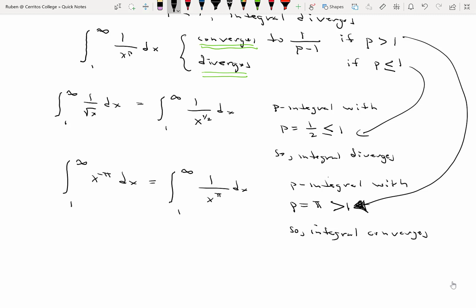Okay. So to finish up this section, I want to talk about our type 2 improper integral.